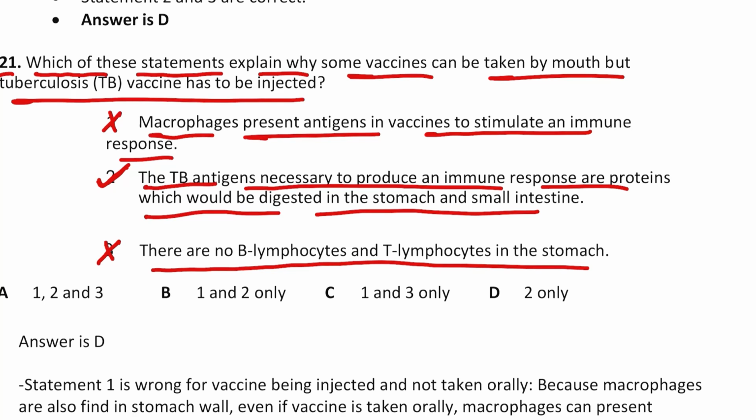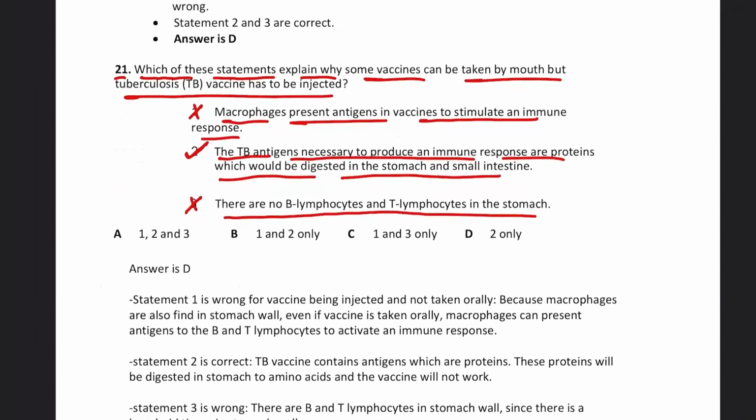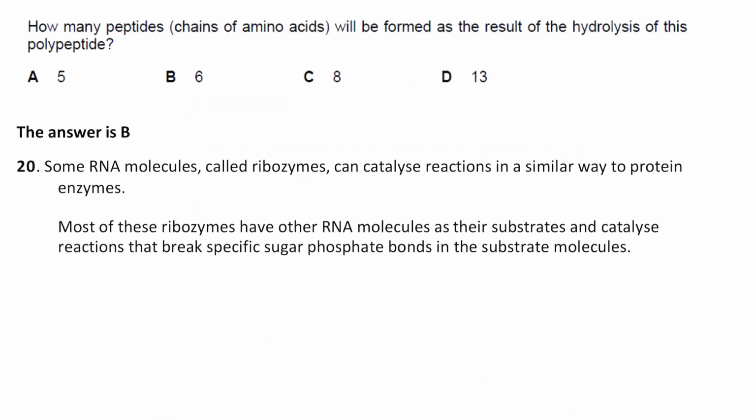The only correct statement and the only perfect explanation is that the antigens in the TB vaccine will be digested by the stomach proteases. So the answer should be 2 only. The answer is D. Okay, let's move on to MCQ number 20.